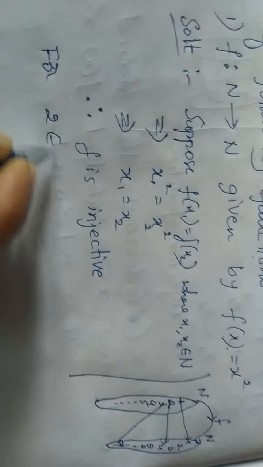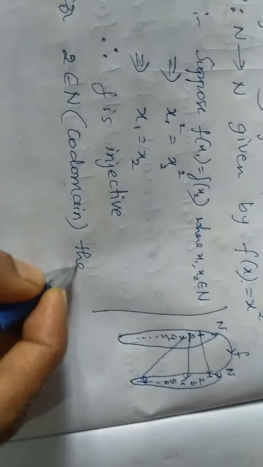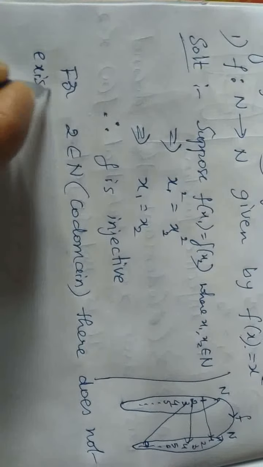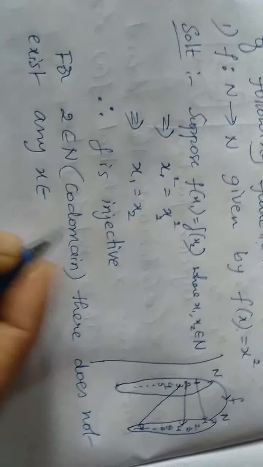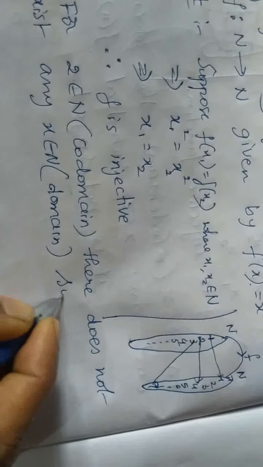Just write one example. For this I will take 2. 2 belongs to N, your codomain. There does not exist any x belongs to N, your domain, such that f of x is equal to x square is equal to 2. It means 2 is not the image of any element of your domain. Therefore, f is not surjective, not onto.